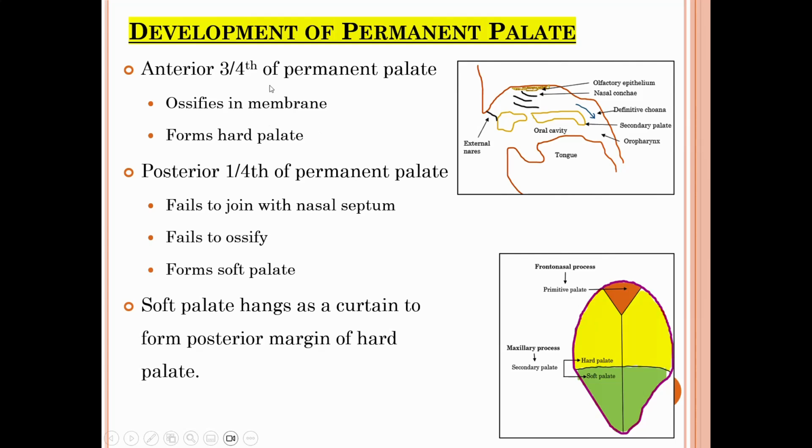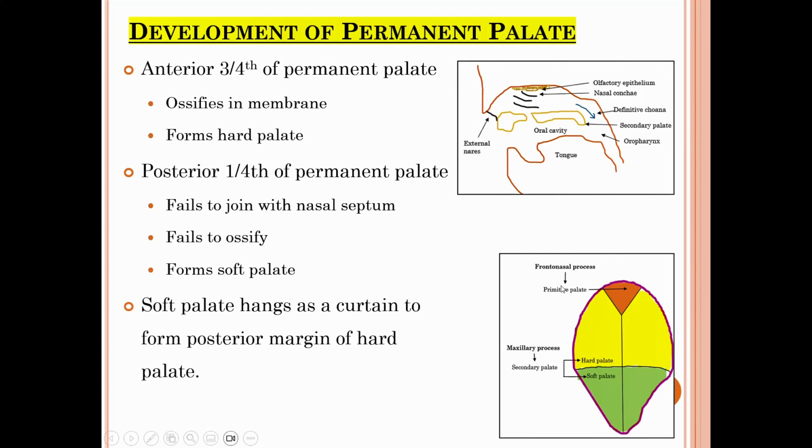The anterior 3/4 of the permanent palate, that is the secondary palate, ossifies in membrane and forms the hard palate. The posterior 1/4 of the permanent palate, here this part, fails to join with the nasal septum and there is no ossification either, and it forms the soft palate along with the uvula. So the soft palate hangs like a curtain to form the posterior margin of the hard palate.